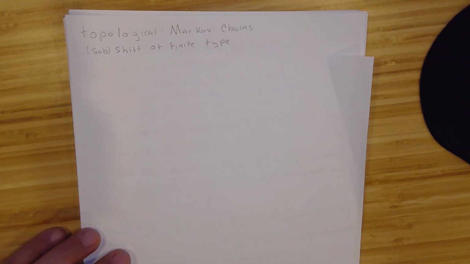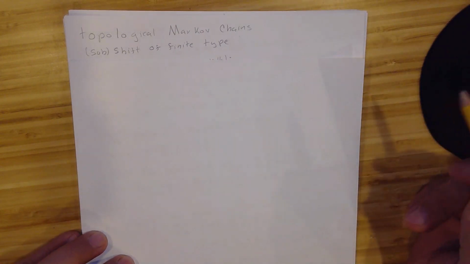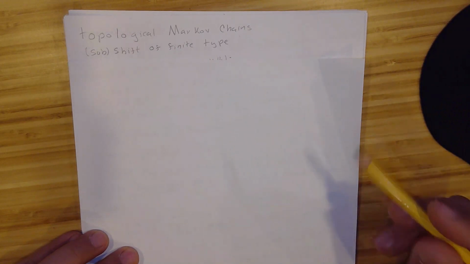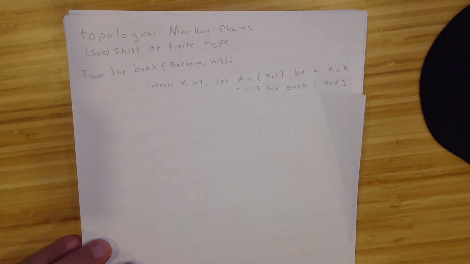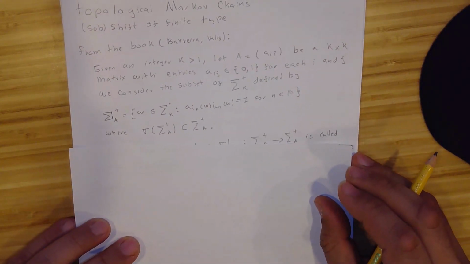so let's now start with the topic. Okay, the topological Markov chains, that we also call subshifts of finite type, are this. This is the definition that we have from the book.